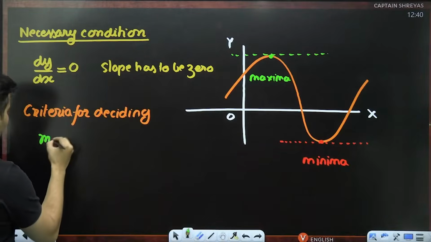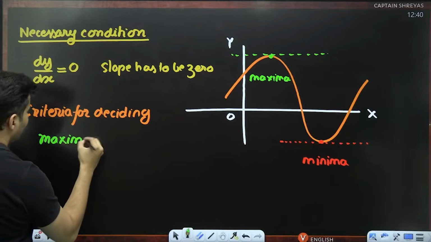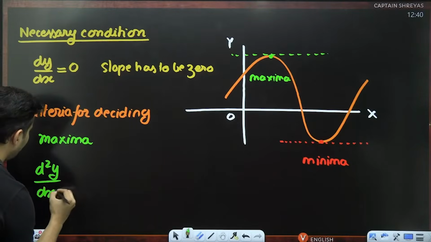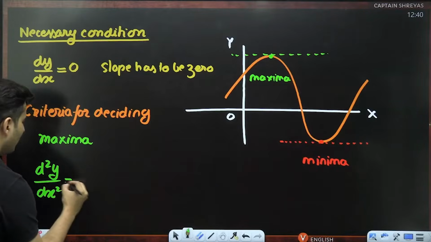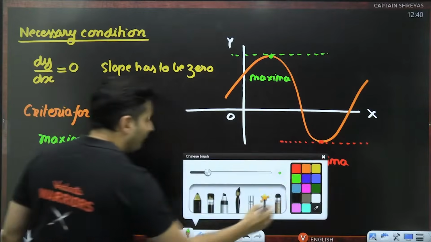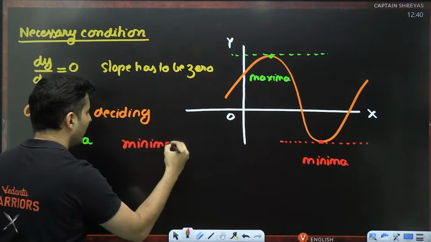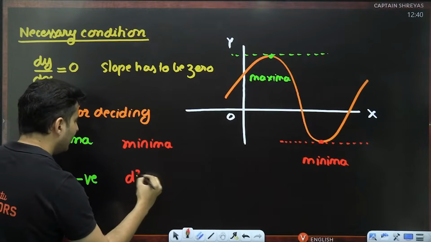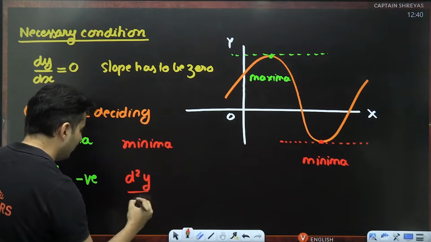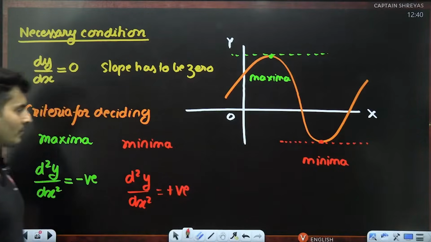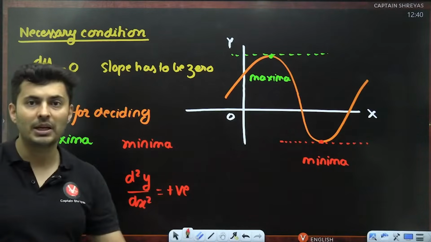Maxima versus minima is as follows. For maxima, the second derivative should be negative. For minima, it's exactly opposite. And the criteria for a minima is the second derivative. When I put 2, it is second derivative. The second derivative should be positive.